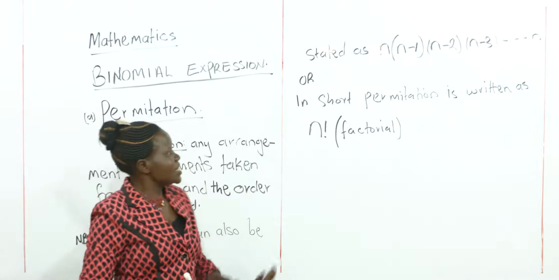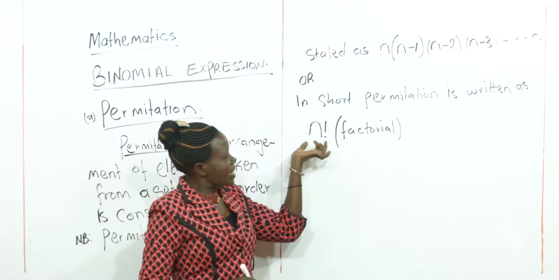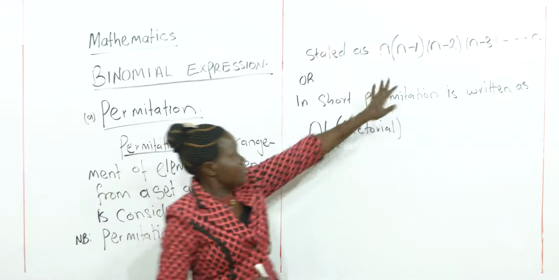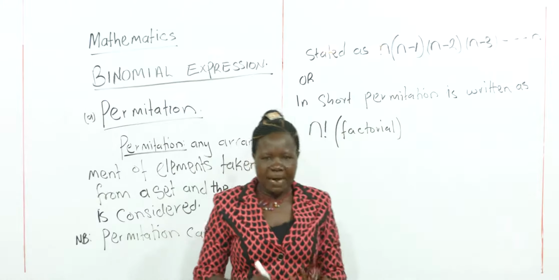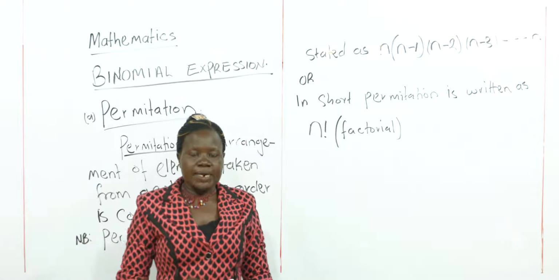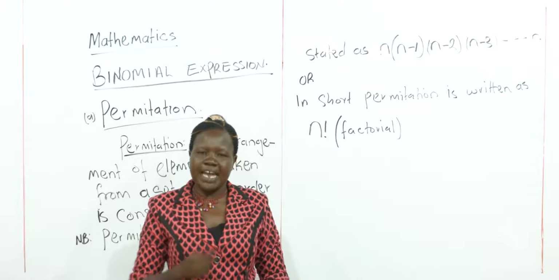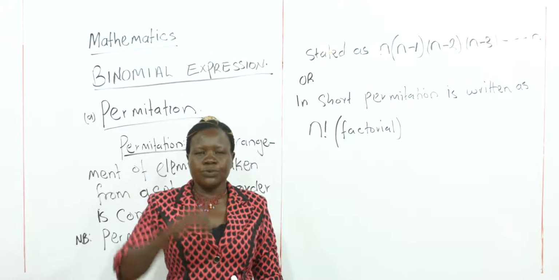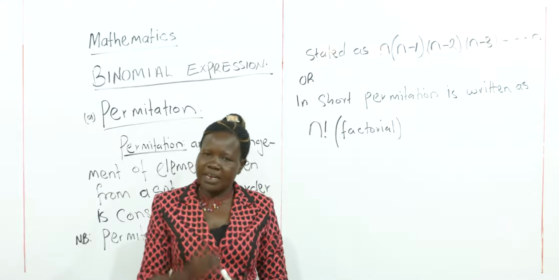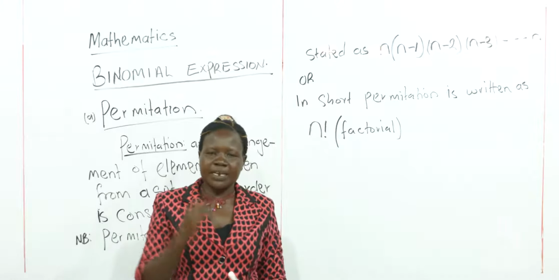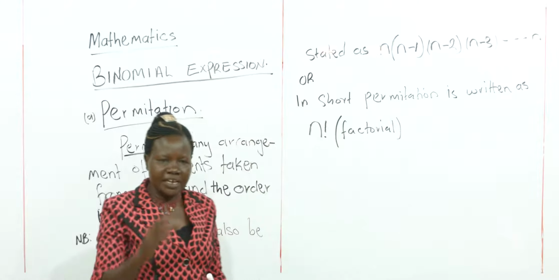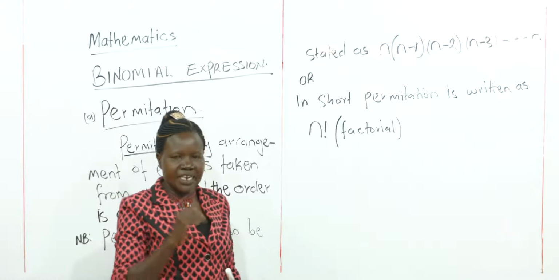What does it mean? It means that n simply means the number of arrangements that you are going to make, or the number of elements that you are going to arrange. How many elements are you going to arrange? You may arrange 3, you may arrange 10. So the n means the number.